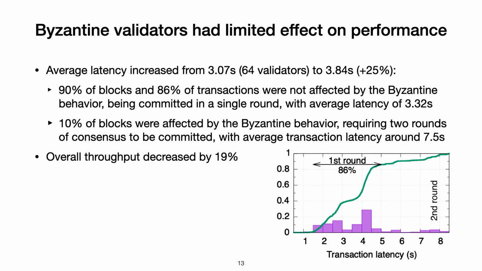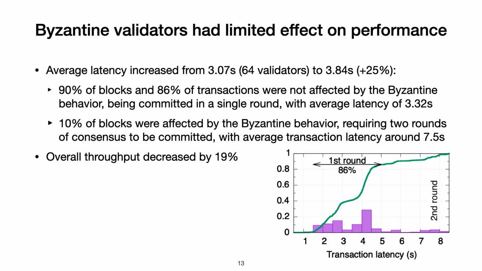First of all, the average latency with 128 nodes sharing 64 validator keys increased by 55% when comparing with the failure-free experiment. Notice that the comparison is made with the experiment with 64 nodes, because even though we had 128 nodes, we only had 64 validators. For most of the blocks, 90% of them, and for 86% of the transactions, the attack did not succeed, and consensus was achieved in a single round with regular latencies.